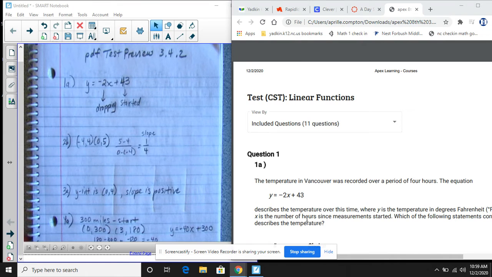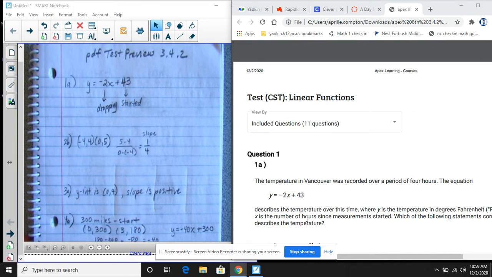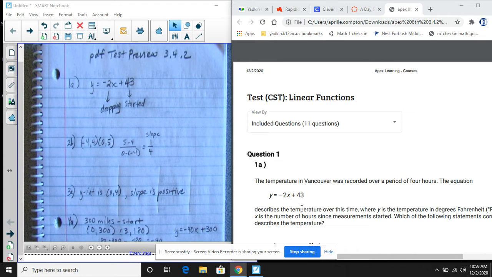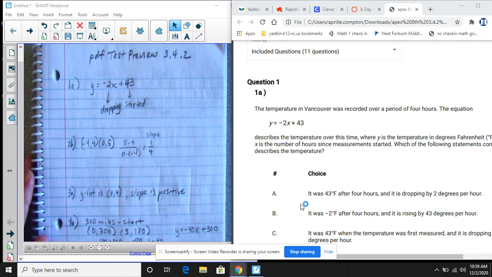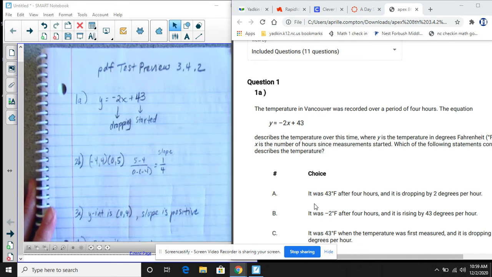Okay, A-Day students, this is your virtual day, one of your virtual days. I want to help you out with your test preview that you are looking at on the PDF. So I'm going to go over the A part of each question for you and leave the B for you to do and try on your own.